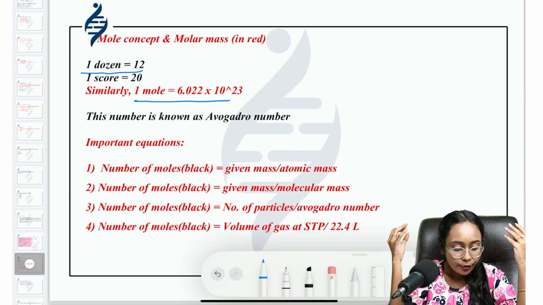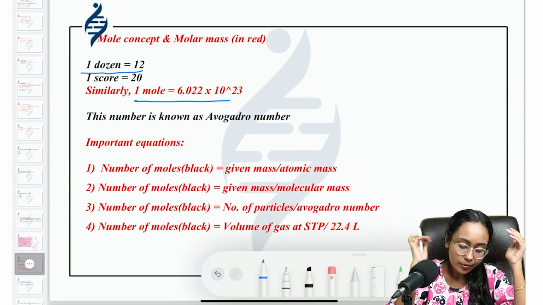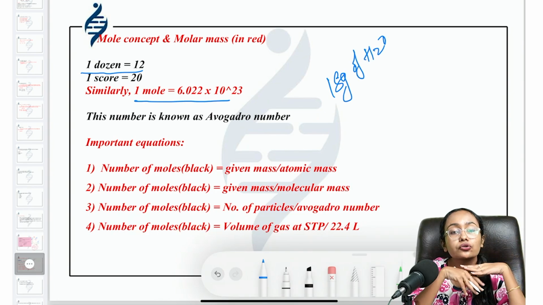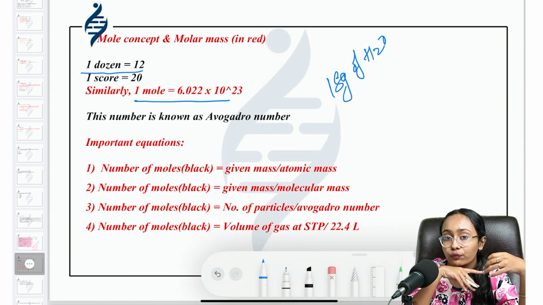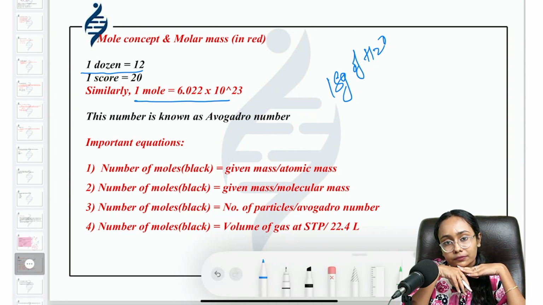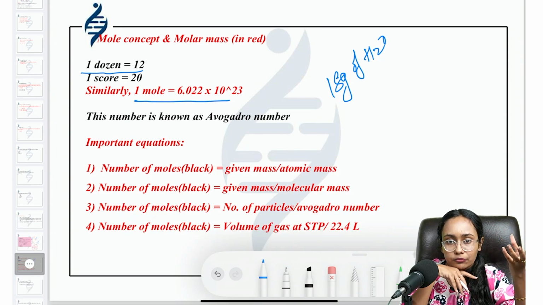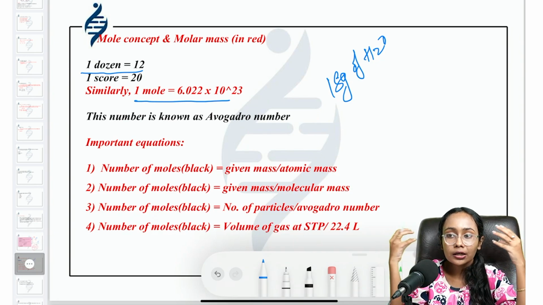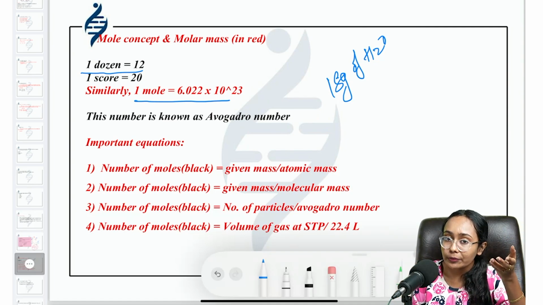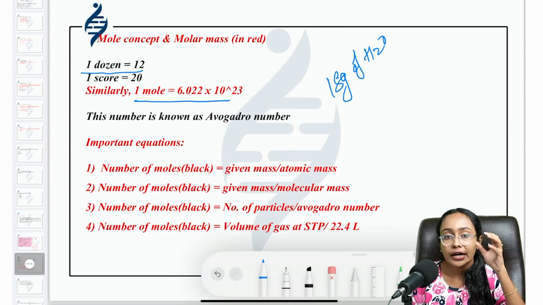The next equation is number of moles equal to given mass by molar mass or molecular mass. So you're provided with 18 grams of water, H2O. You are asked to find the number of moles in this substance, water. So is water an atom? No, it's a molecule, right? It's a combination of hydrogen and oxygen. So you're not able to use the equation of given mass by atomic mass, but instead you need to use the equation of given mass by molecular mass.